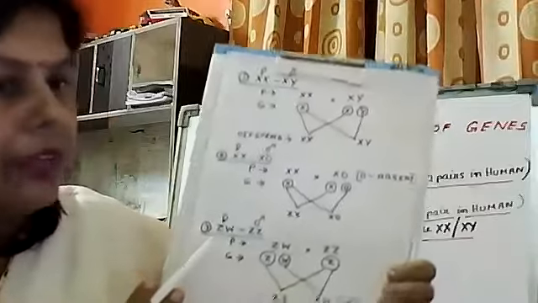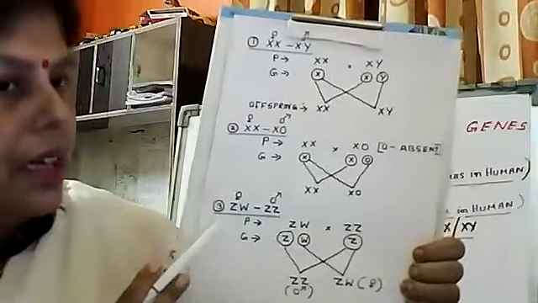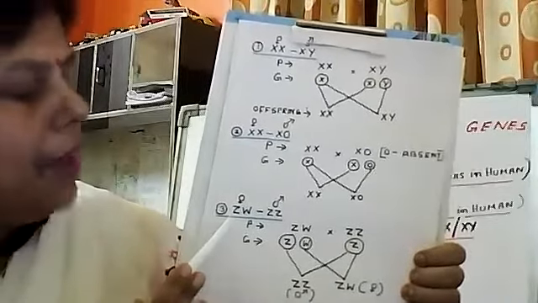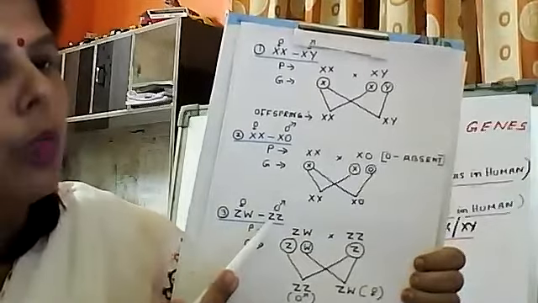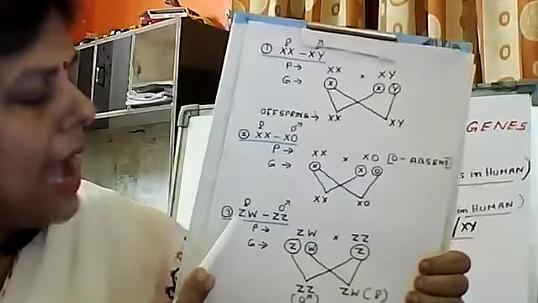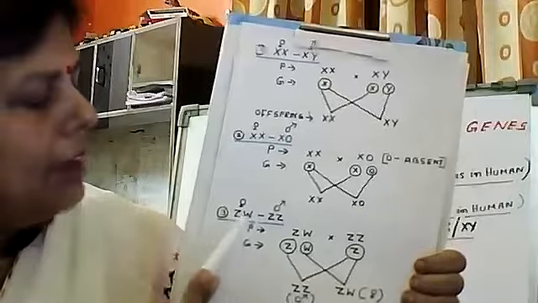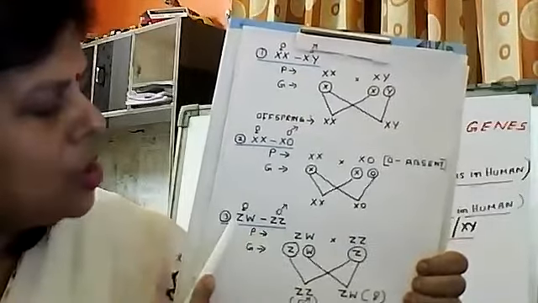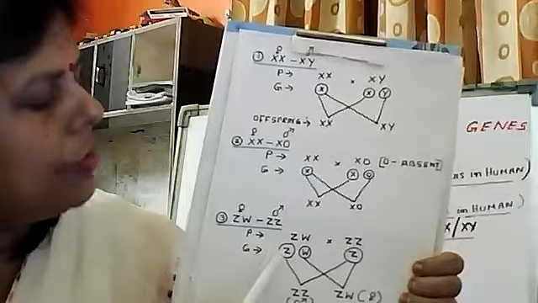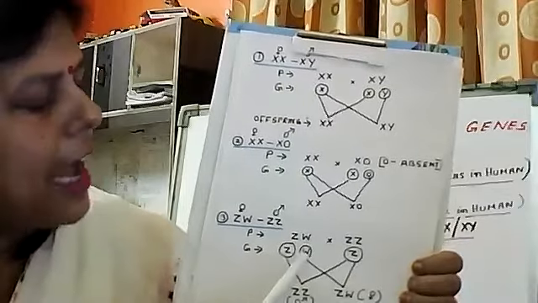Then you have the third type, which is a little bit different. Here the female is the heterogamete and the male is the homogamete. It is denoted by different alphabets, that is ZW and ZZ. And in the case of the female, two types of gametes are there, that is Z and W.